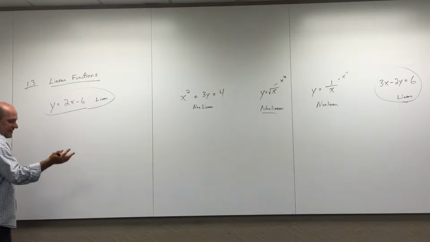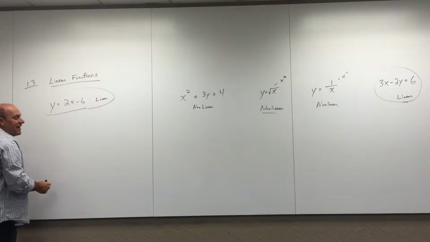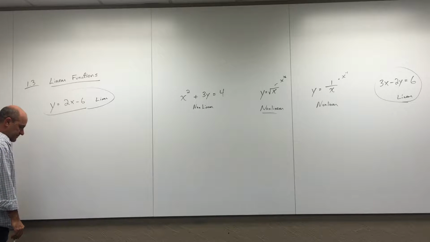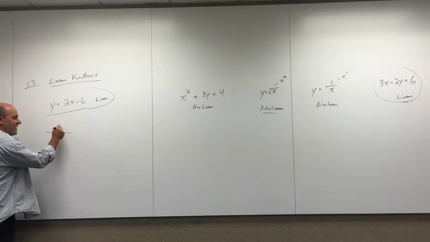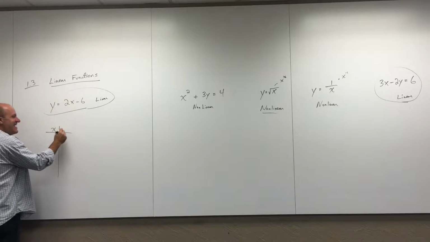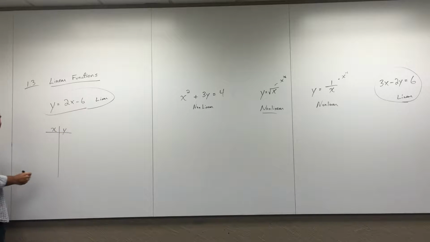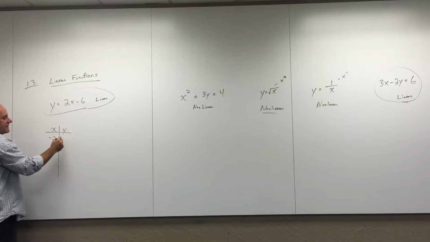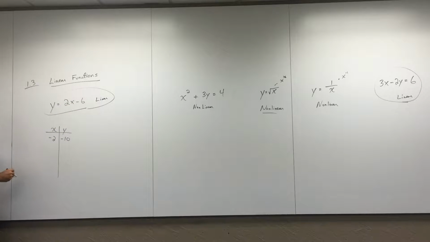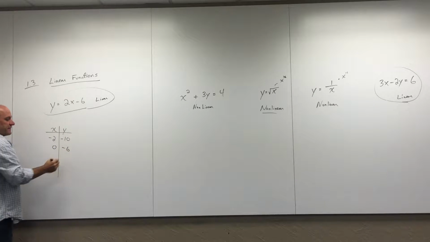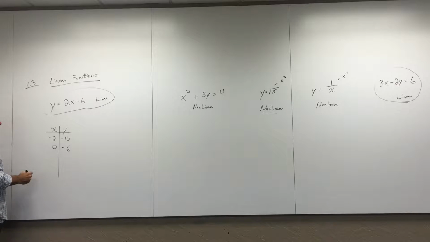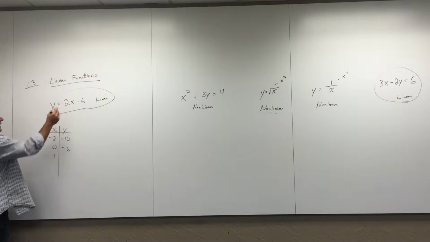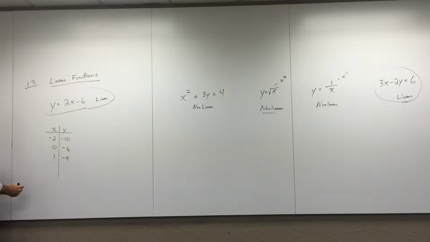Again, last class we were plotting points. And I'll do that one more time. I'm not going to do it too long. But I'm going to plot some points. I'm going to plug in a -2, please. And I get -10, I think. I'm going to plug in a 0, please. I get -6. I'm going to plug in a 1, and I get -4.